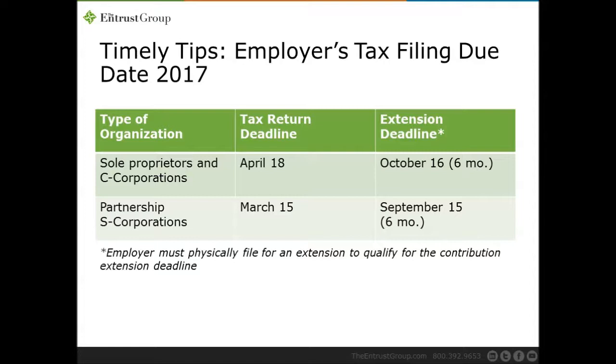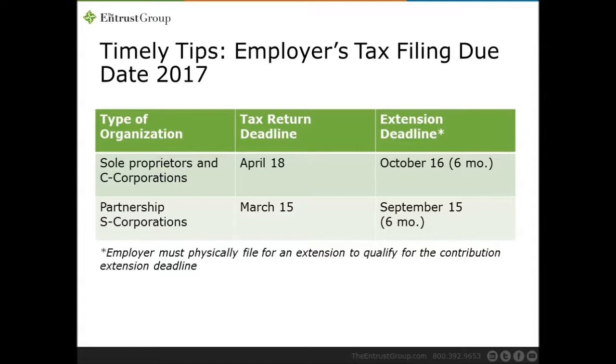Sole proprietors and C corporations typically have a tax return due date of April 18th. C corporations used to have a March 15th deadline, but moving forward have been given a deadline of April 15th. But if April 15th falls on a weekend or a holiday, you get the following business day, and that's why we have April 18th. If the sole proprietor or C corporation applies for an extension, they automatically get a 6-month extension, which puts it at October 15th. But since October 15th falls on a weekend or a holiday, it's the following business day.